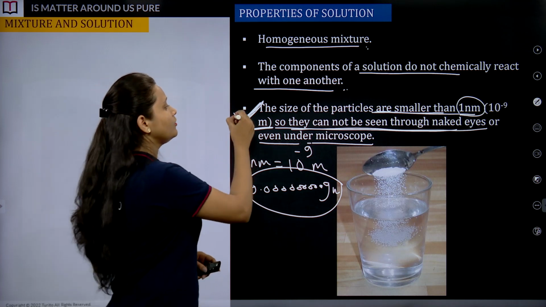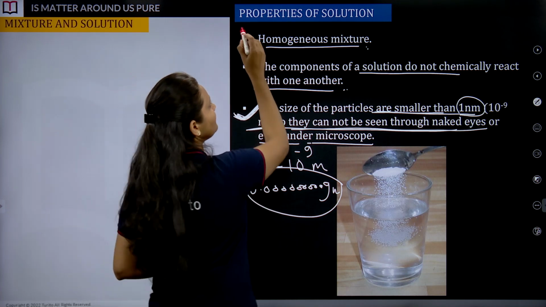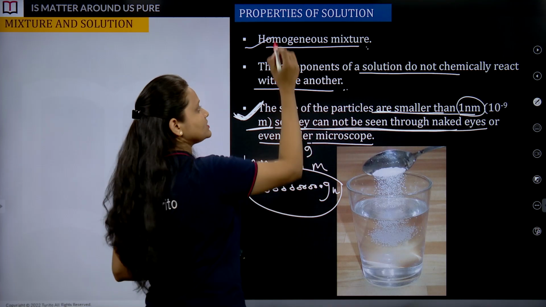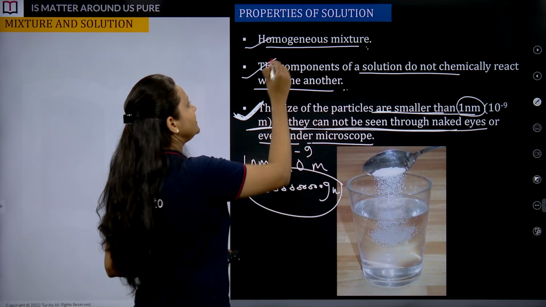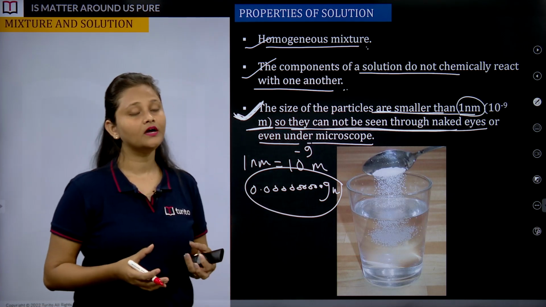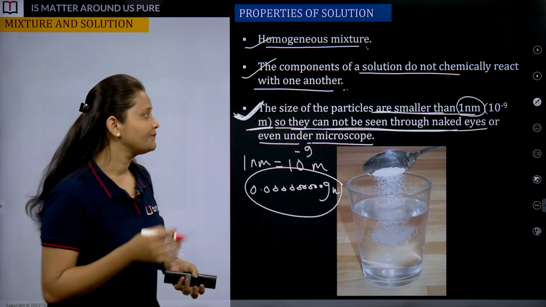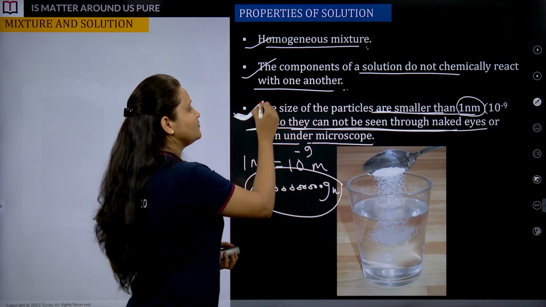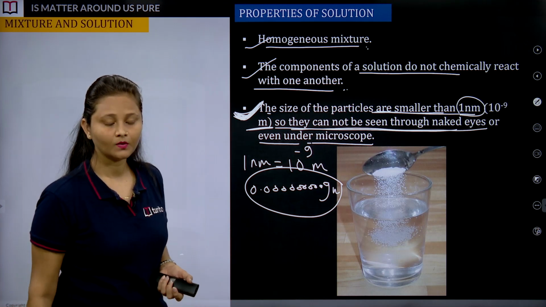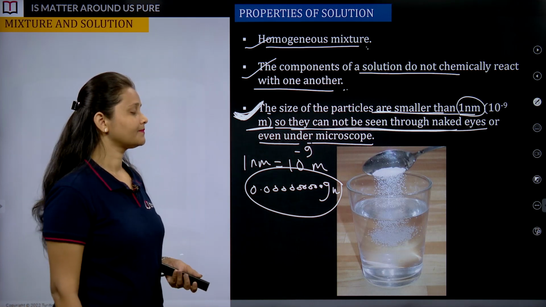So, quickly make a note of this, students. Give the heading: True solution. Properties of true solution: it's a homogeneous one. Definitely the solute and solvent particles are not going to get bonded chemically with each other. Third, which is the most important, the size of the particles is less than 1 nanometer. Okay, quickly.